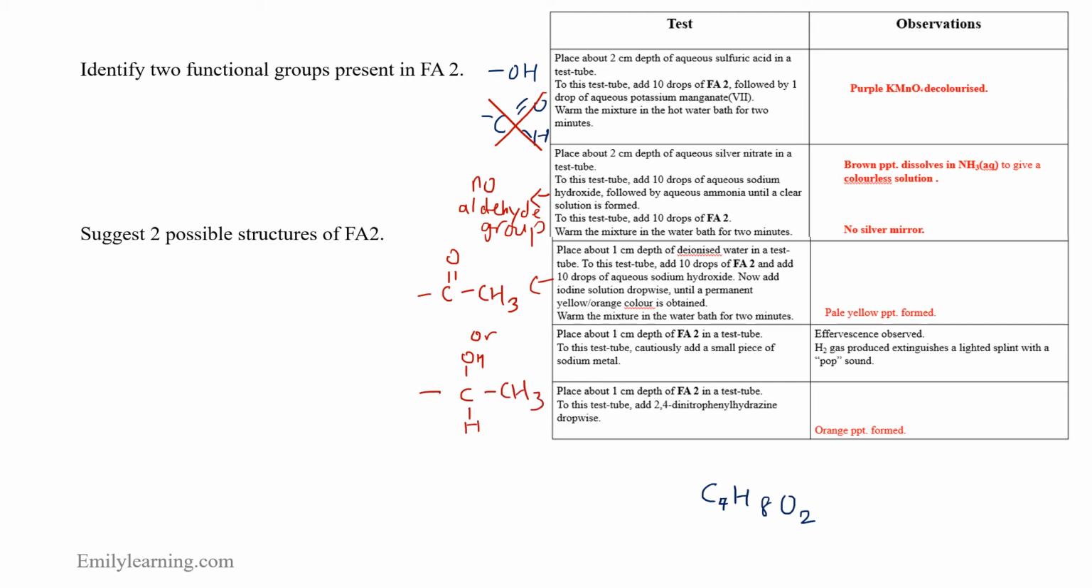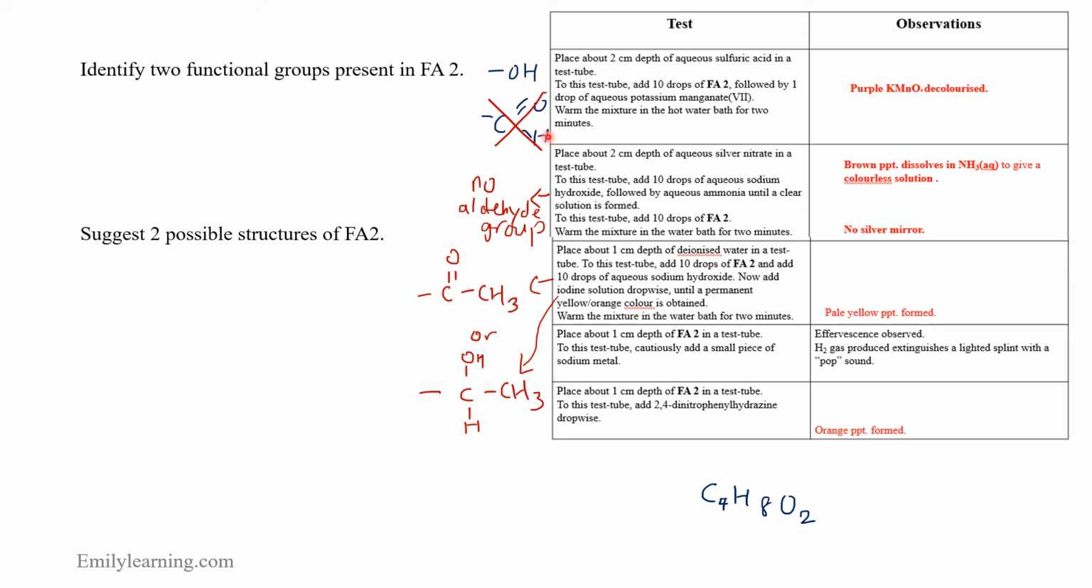Okay, so now I know it is either of this structure. Then next, let's look at this next test. This is the reaction with sodium to give hydrogen. So in other words, I have a carboxylic acid or alcohol group. But now I know that I have an OH group, I have an alcohol group already, right?